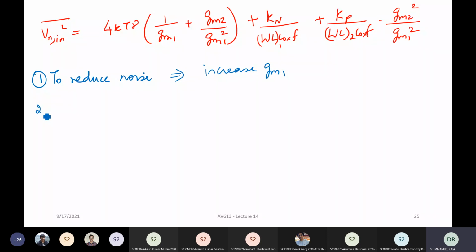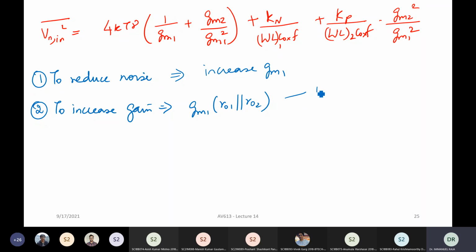Now secondly, to increase gain, what can you do? You have GM1 times (R01 parallel to R02), right? So one option is basically to increase your GM1, and the other option is basically to increase R01 and R02. Correct. These are the two options that you have.